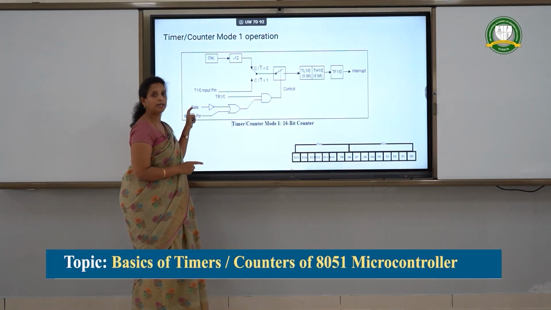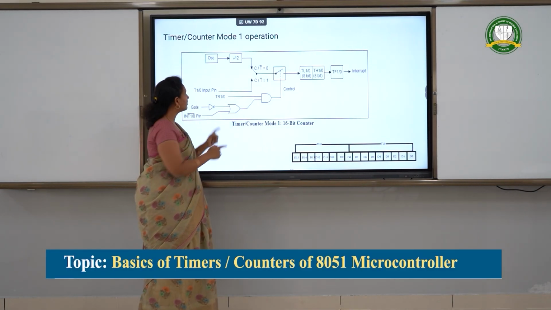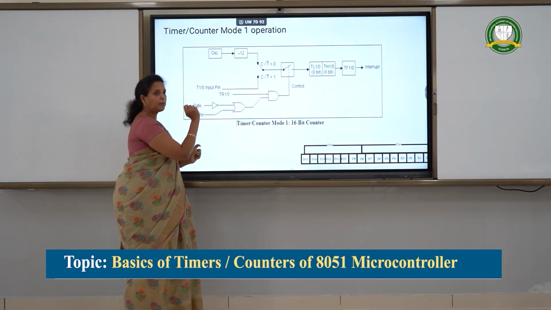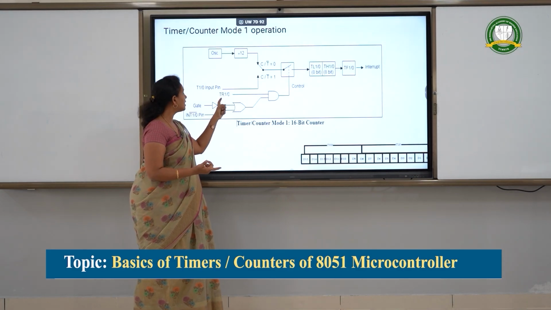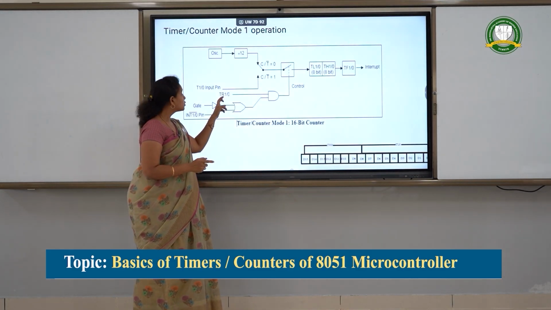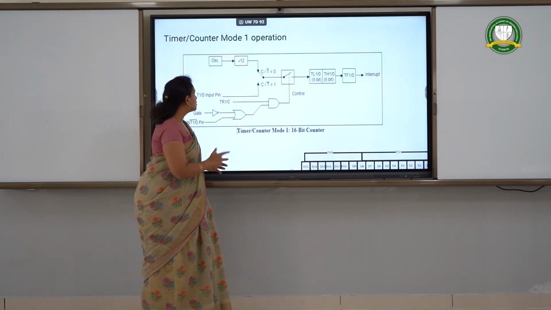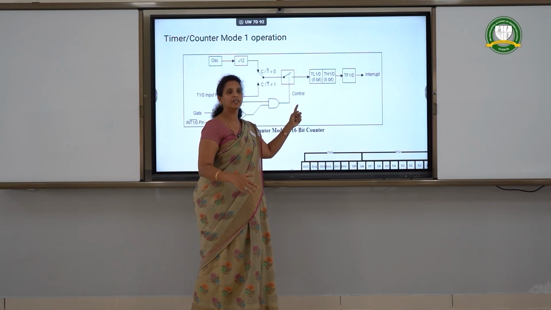Similarly, we have to provide a suitable value on the gate pin and INT0 pin, together with either TR1 or TR0 depending on the timer. TR1 is for timer 1, TR0 is for timer 0. This is the particular bit which is present in the TCON register. So, based on these values, the timer will get triggered or started.